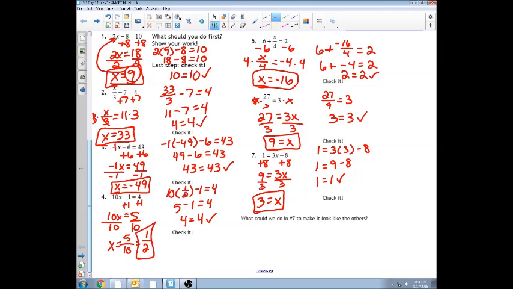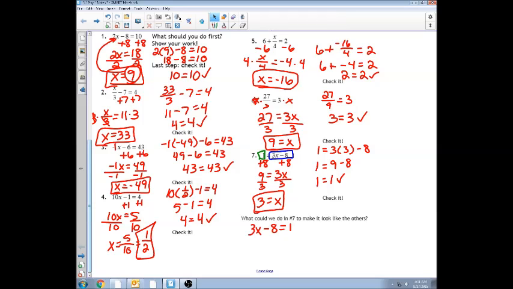What can we do in number 7 to make it look like the others? Well, I can actually flip the two sides. As long as I keep everything with its correct sign, I can move these around pretty much as much as I want. I need to keep the left-hand side together. So the 3x minus 8 needs to stay together. And the right-hand side needs to stay by itself. So the 1 would need to stay by itself. But I can rewrite this as 3x, because my 3x was positive, minus 8 is equal to 1.